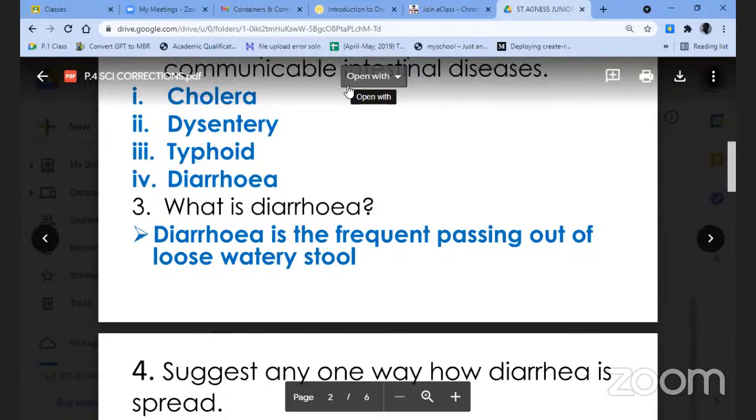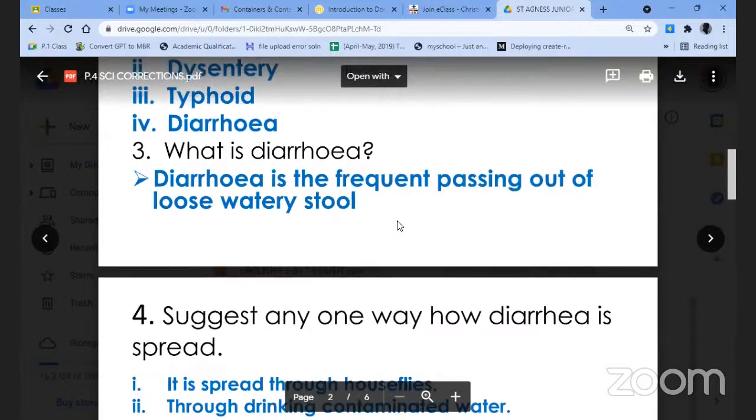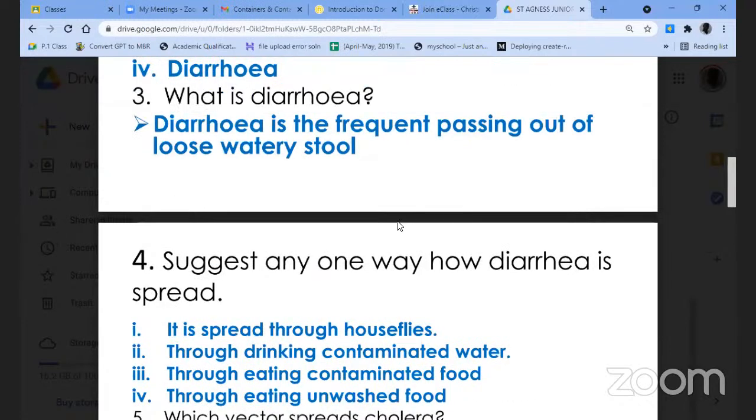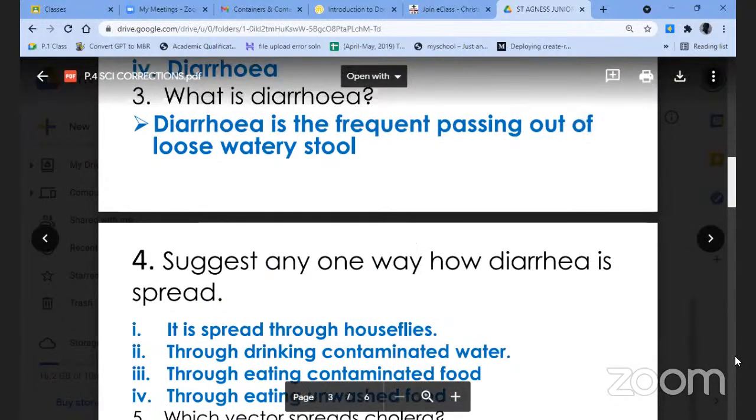Very good. So Eric, you can display for them the answers they have mentioned. So those are ways how, yes, very good. It is spread through housefly. Casper has just said that. It is spread through drinking contaminated water.